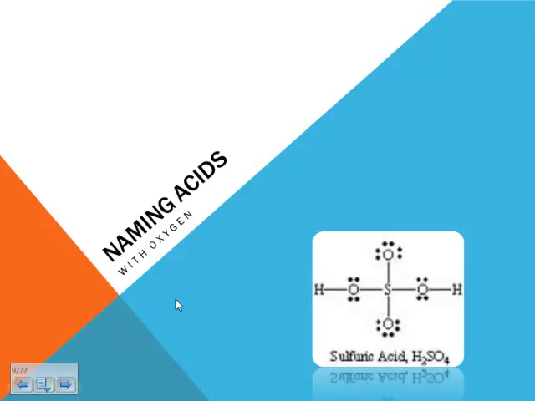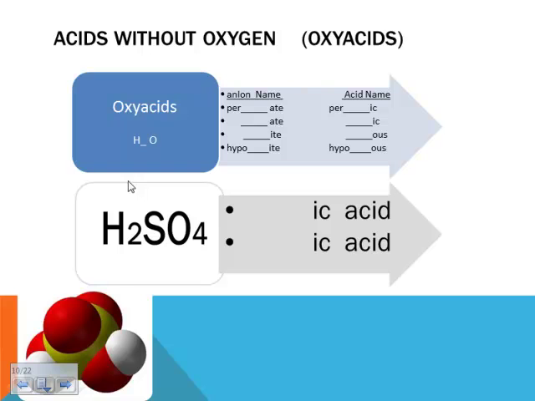Now we're going to name acids that do contain oxygen. These are often called oxyacids. Oxyacids usually have 3 elements: hydrogen, another element, and oxygen. And you can see here this acid is a good example: hydrogen, sulfur, and oxygen. Oxyacids are named according to the name of their anion. You see here it says anion. The anion is the negative part of the acid.